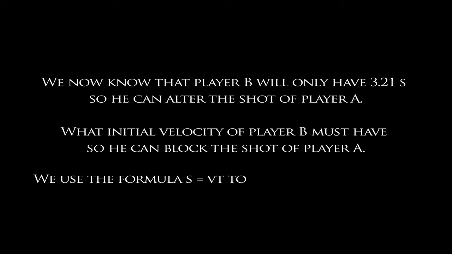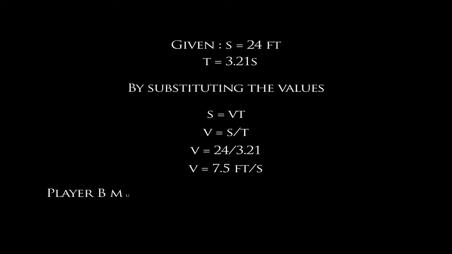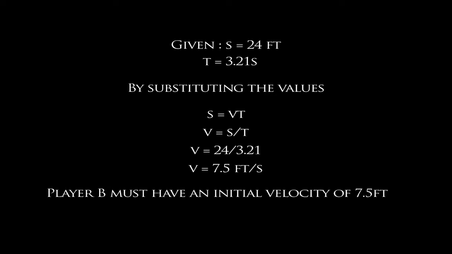We now know that player B will only have 3.21 seconds so he can alter the shot of player A. What initial velocity must player B have so he can block the shot of player A? Use the formula S equals VT to solve for the velocity. By substituting the values, player B must have an initial velocity of 7.5 feet per second in order to chase player A.